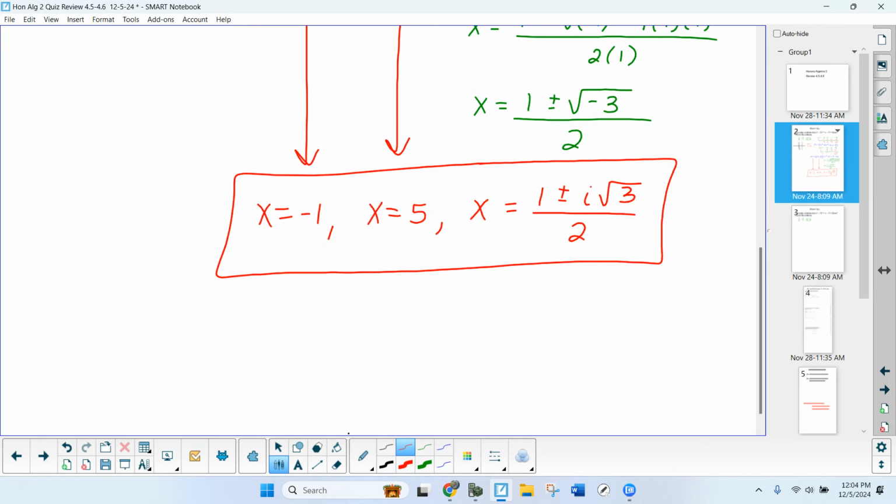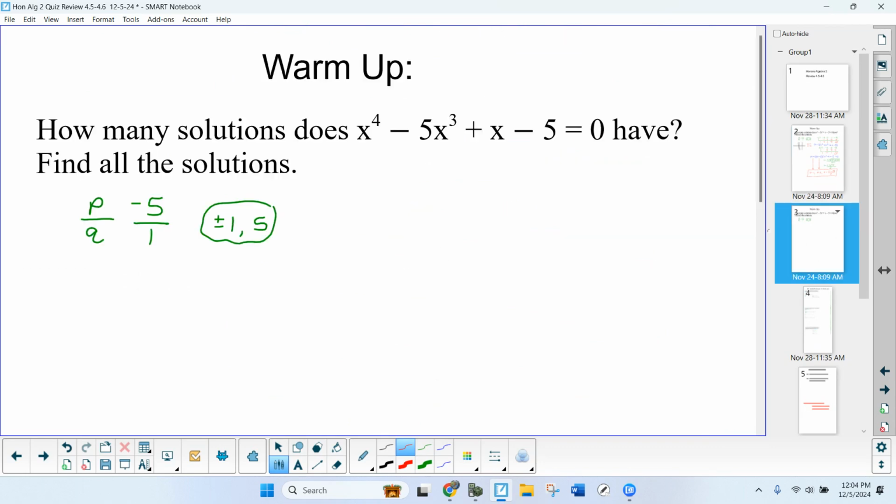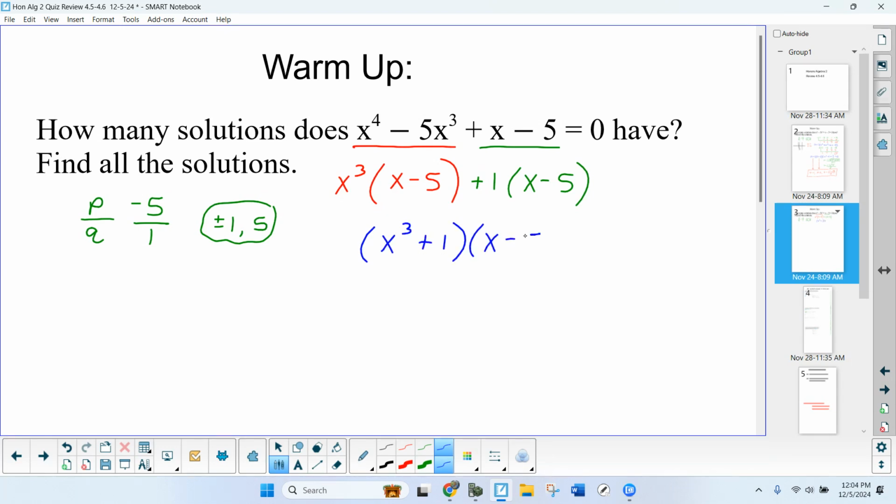That's a good problem. Now, did anybody see a different way to do this problem? Yeah. What else, Landon? What did you see? Yeah. Guys, what can we pull out of these two? X cubed. What do you have left? X minus 5. What can we pull out of these two? What do you have left? So what did this factor into? X cubed plus 1 and x minus 5. Now, x cubed plus 1. What do you guys recognize about x cubed plus 1?